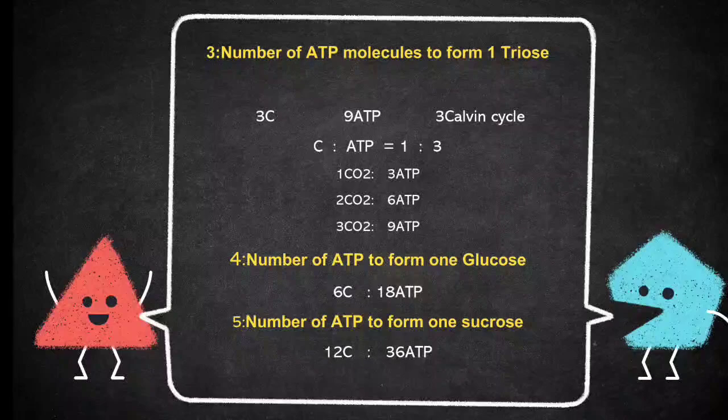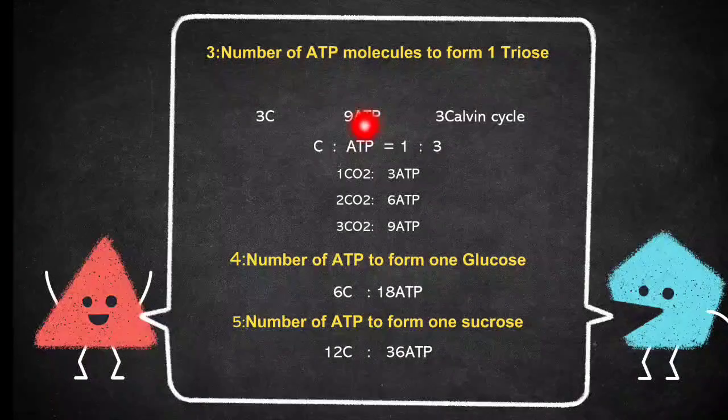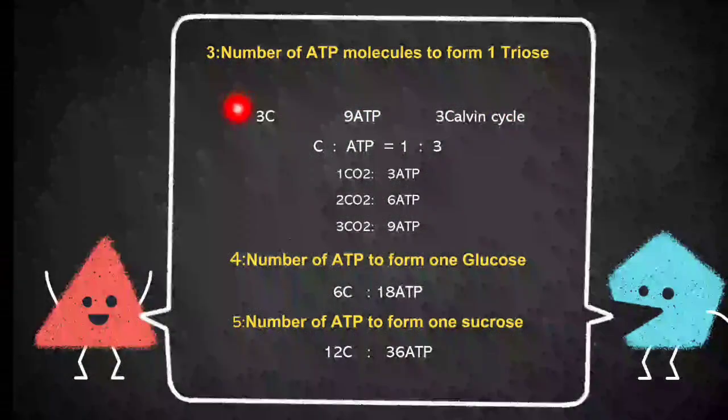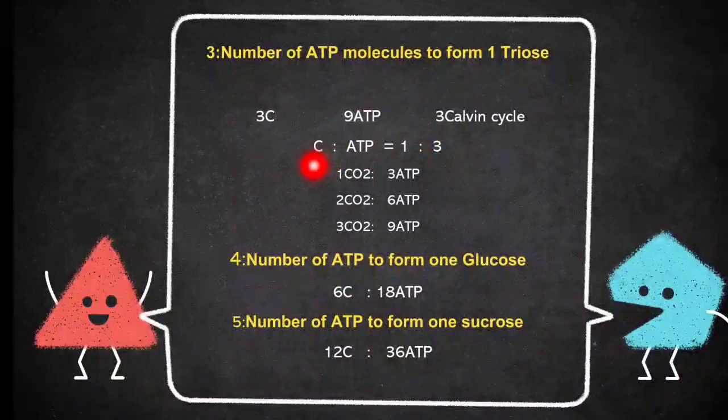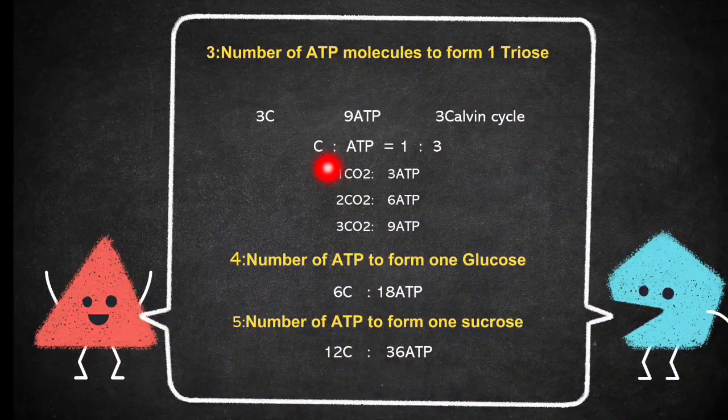The next question is the number of ATP molecules to form triose. Firstly, revise what was the ratio between carbon and ATP. We saw in the Calvin cycle that for 3 carbon dioxide, or the 3 carbon carbohydrate triose, 9 ATP were required, and there were 3 Calvin cycles completed to form this triose. Now in the last slide, we looked at the ratio between carbon and ATP. I told you that the number of ATP molecules will be triple the number of carbon dioxide molecules.